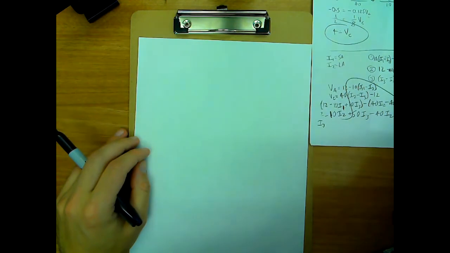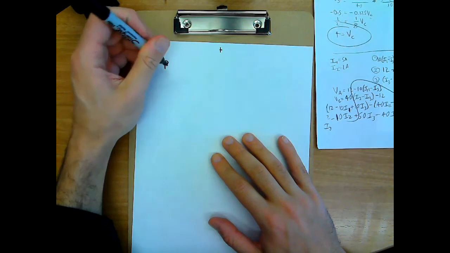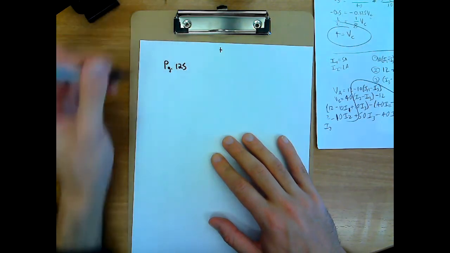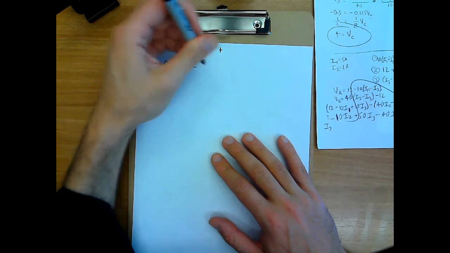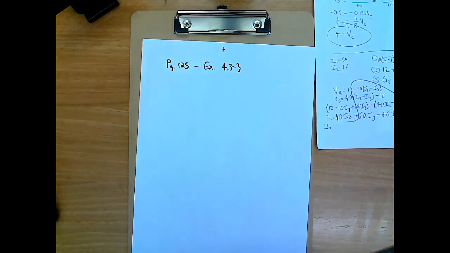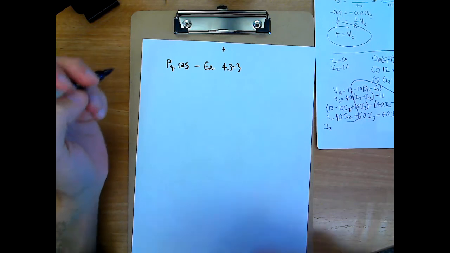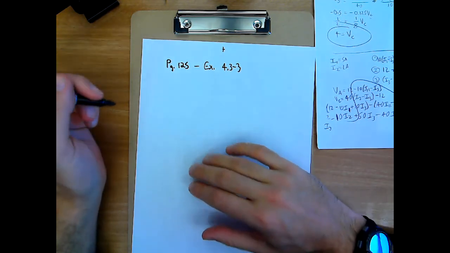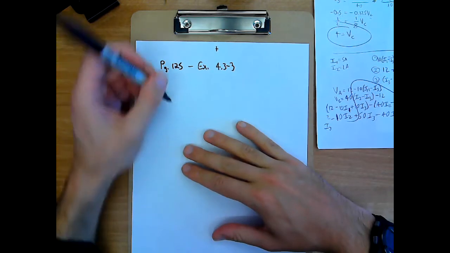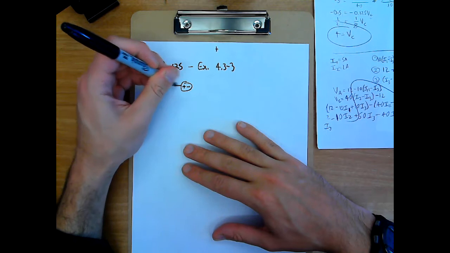So first guy, this is going to be from, let's see, page 125 in the book. It's example 4.3-3, in case you want to look at it later on. So this is going to be us trying to set up some node voltage equations and work through the problem. In this problem, given a circuit, something like this.